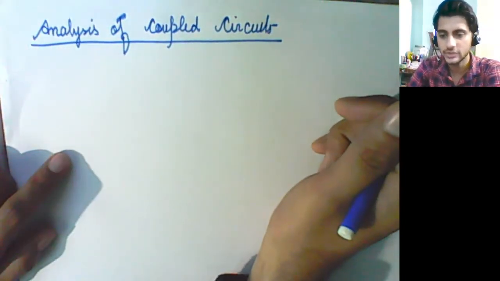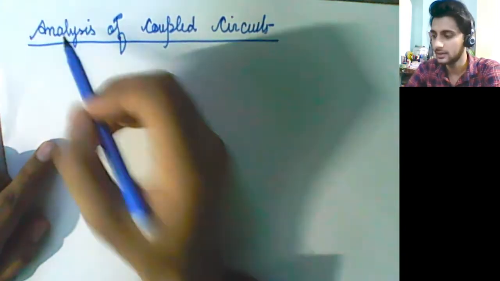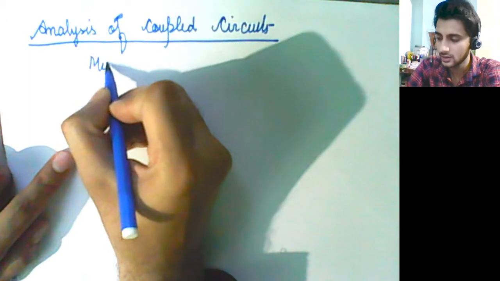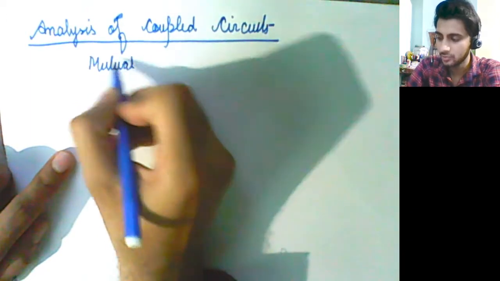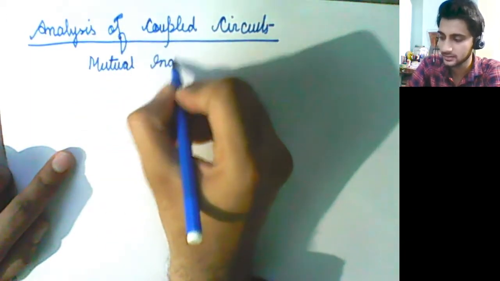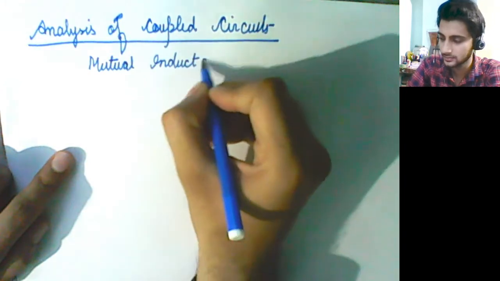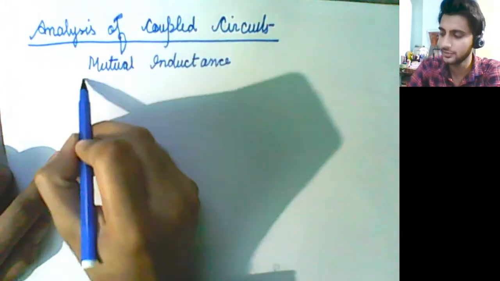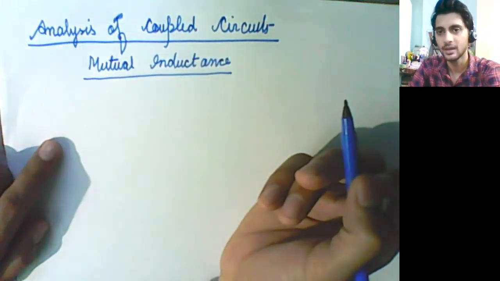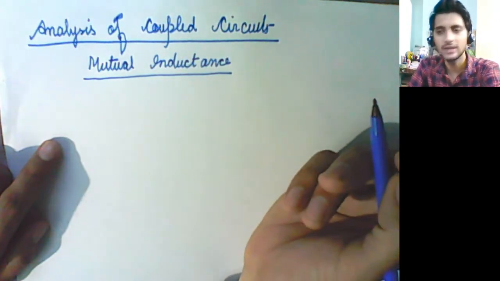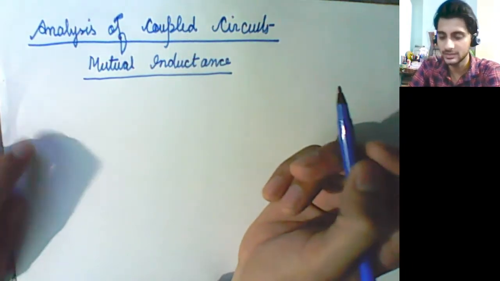So, in our class today, we will start with analysis of coupled circuits, which actually involves what we call mutual inductance. Mutual inductance. Just to start with, let us consider an example of a coupled circuit.